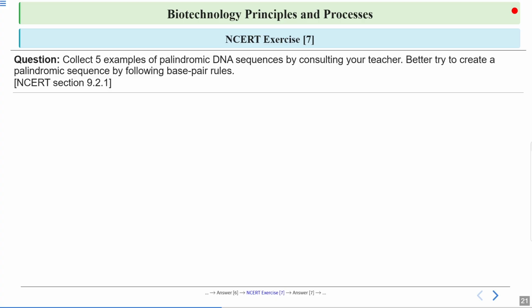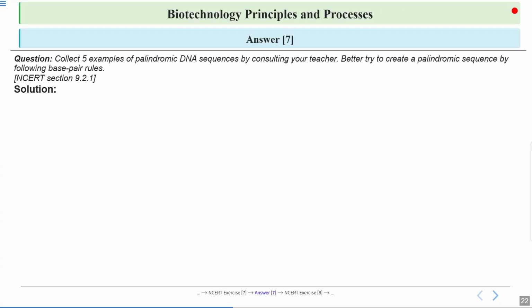Next question. Collect 5 examples of the palindromic DNA sequence by consulting your teacher. Better try to create a palindromic sequence by the following base pair rules. So you must understand what is the palindromic DNA sequence, because there are so many restriction enzymes that once they cut the DNA, you can see those palindromic sequences on these restriction sites. Okay. So let us see the answer of this question. This question is coming from the NCERT section 9.2.1.